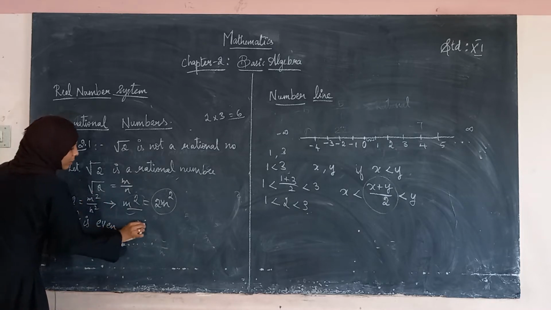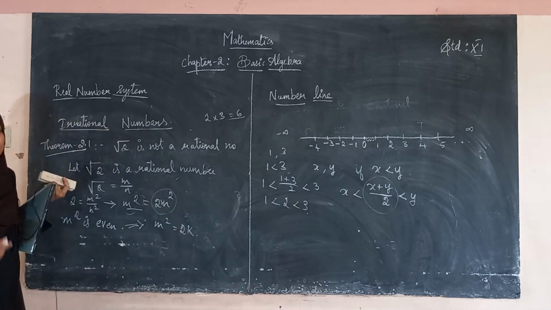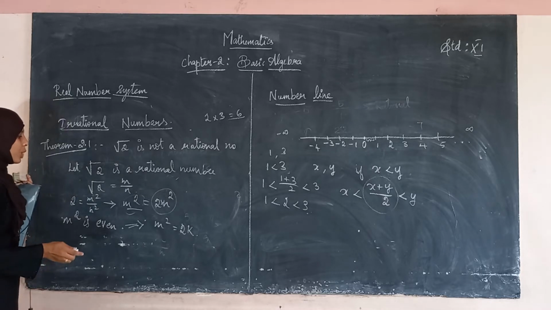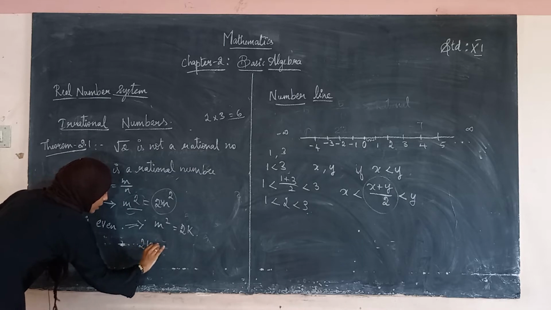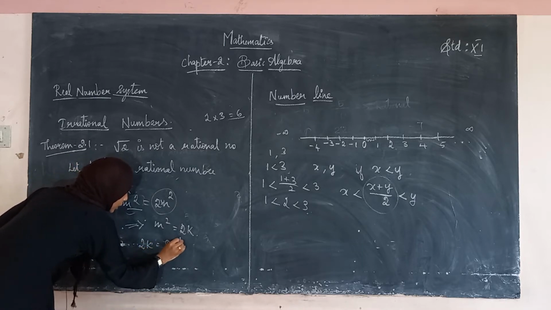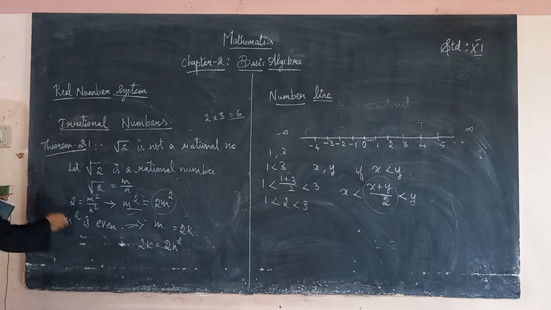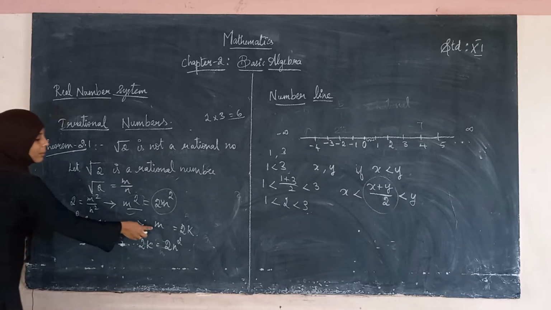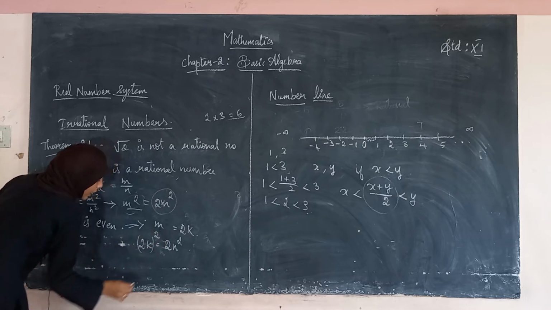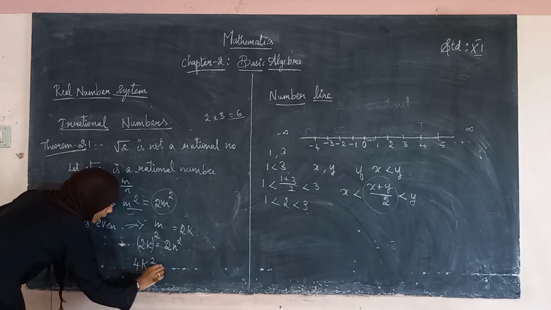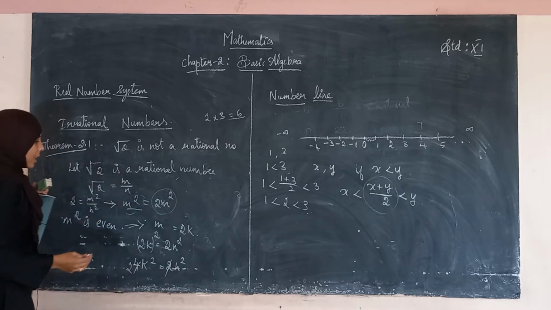Then, if it is even, m square can be written as 2 into k, right? Even means some element is multiplied by 2. Sorry, we can take m is equal to 2k. Since m square is even, m will also be even, therefore we are taking m is equal to 2k. Therefore, m square means (2k) the whole square, which is 4 into k square, equal to 2 into n square. Cut this 2 and this 2. What's the remaining?